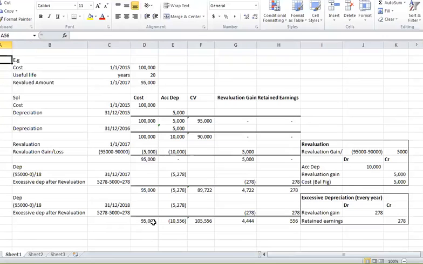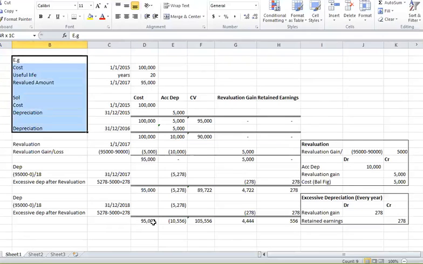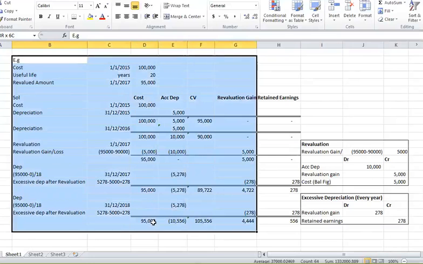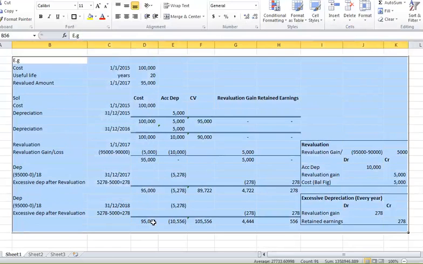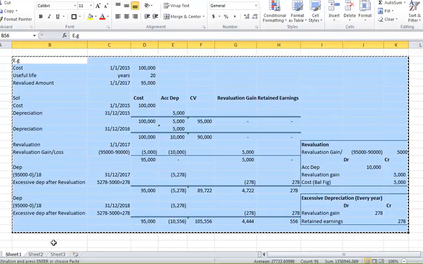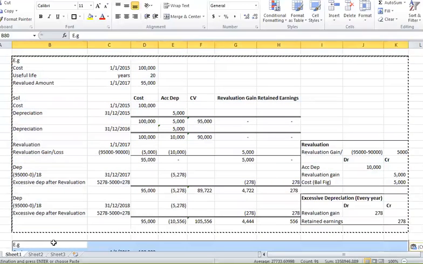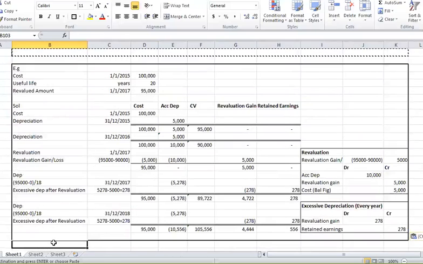So let's take a similar example in which the value of the asset has increased.